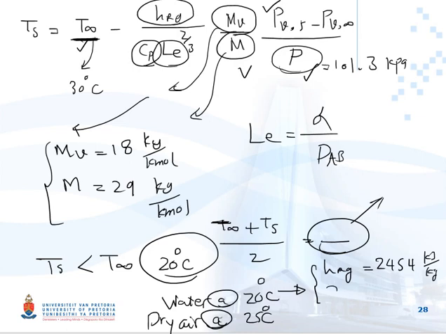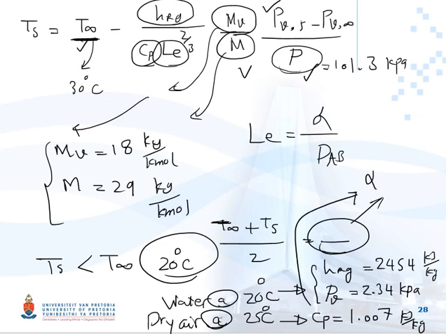The P_v is equal to 2.34 kilopascal. For dry air at 25, we also read c_p 1.007 kilojoule per kilogram, and we also read from the table alpha is equal to 2.141 times 10 to the power of minus 5 meters squared per second.